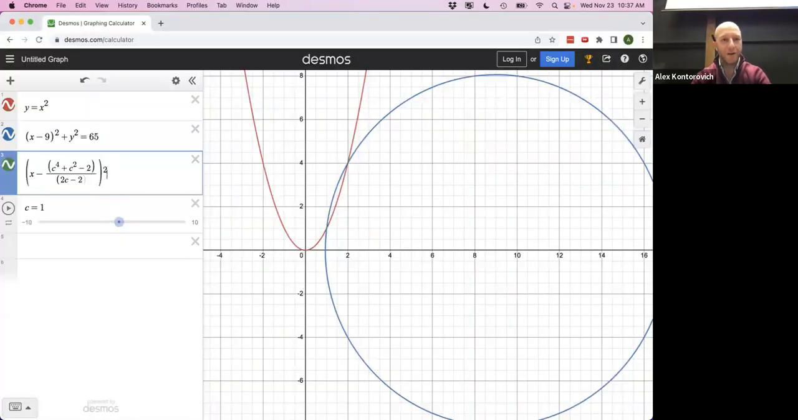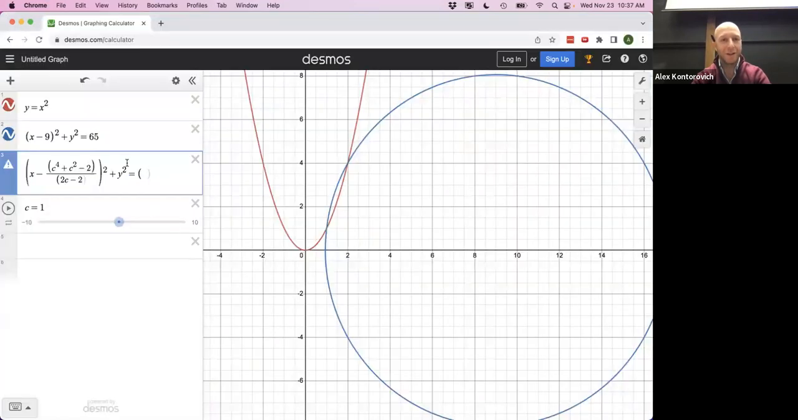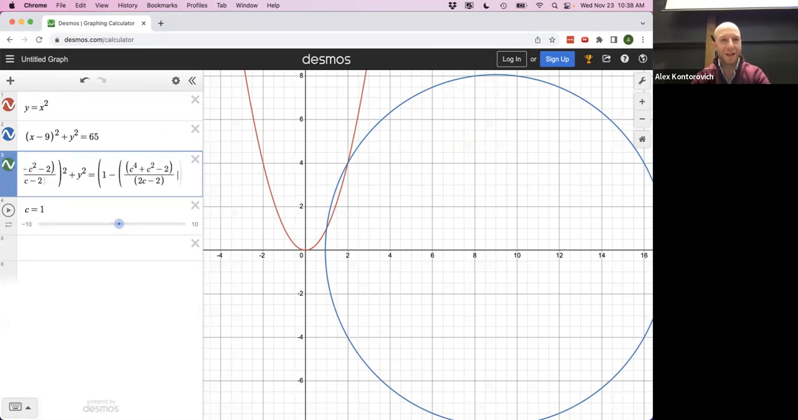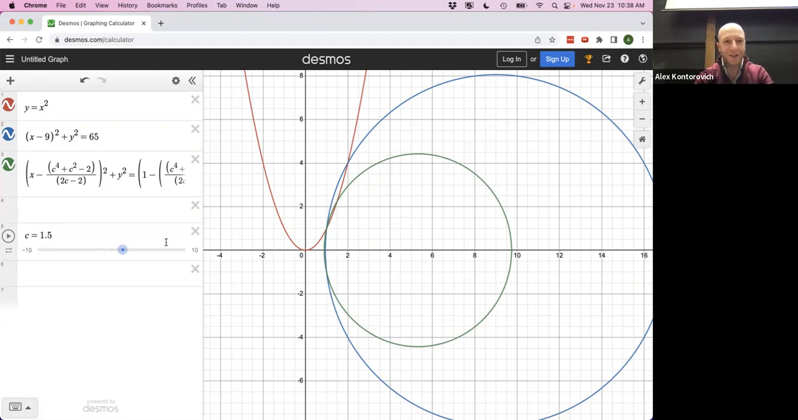So that whole thing squared plus y squared is equal to r squared. Now r squared, again, is (1 minus that annoying thing) squared plus 1. So 1 minus a, all squared, plus 1. Did I get an equation? Oh, because c is equal to 1, so I'm not going to get an equation. Okay, so check this out.